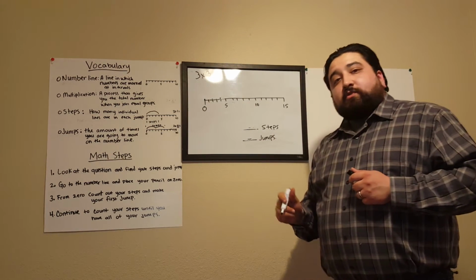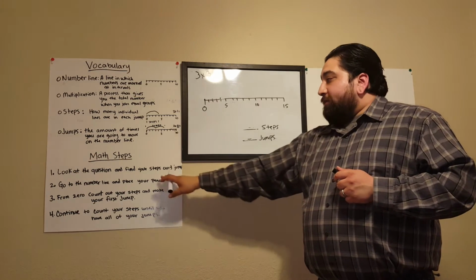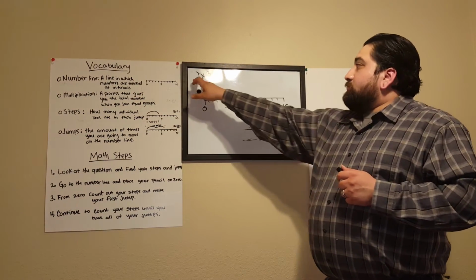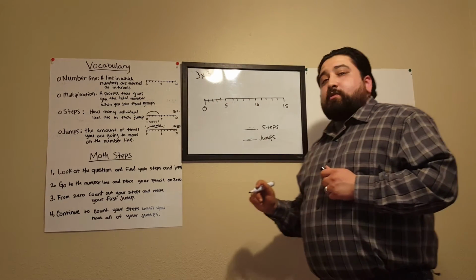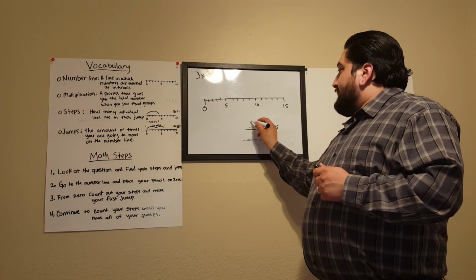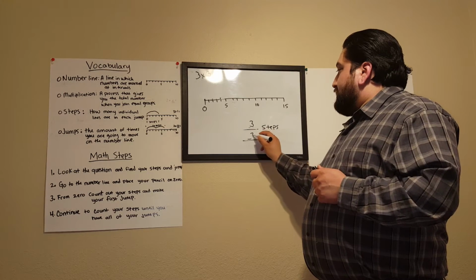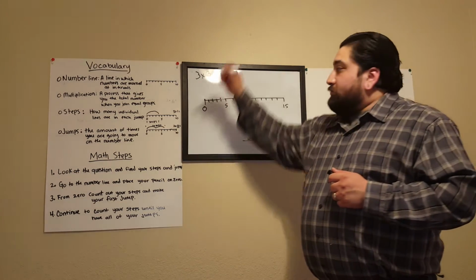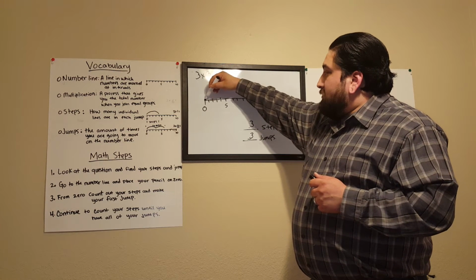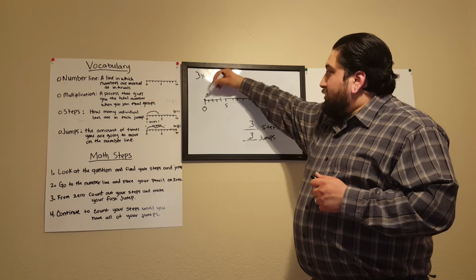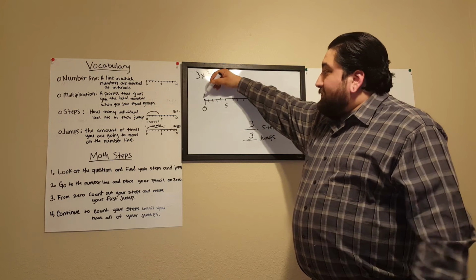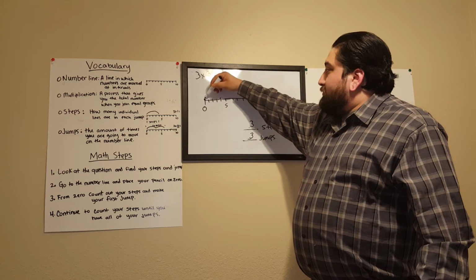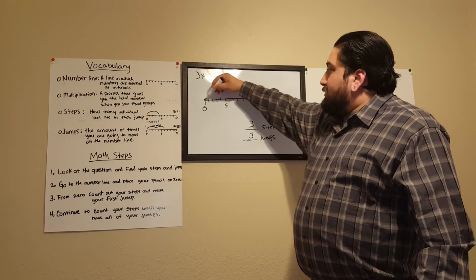Okay guys, so let's go ahead and go back to our math steps. First one, we find our steps and our jumps. Here we have the same number, so it's going to be 3 steps and 3 jumps. So from there we go to number 2, we place our pencil on 0. And after we do that, we go to step 3. Step 3 is to go ahead and count out our steps and make our first jump. So we have 1, 2, 3, our first jump.